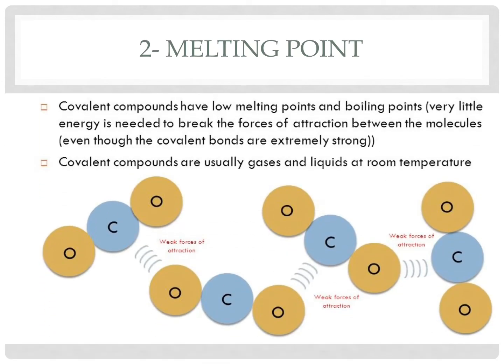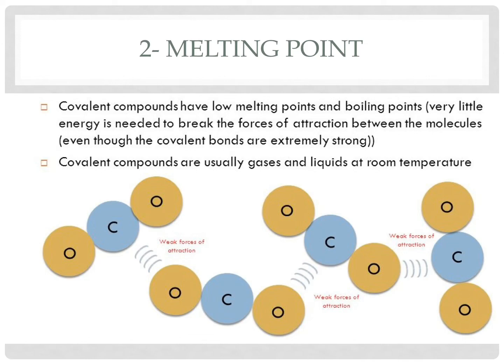Moving to the second property, which is melting point. Let's talk about the attraction between covalent compounds. The attraction between covalent compounds is very weak if you compare it with the bond that holds an ionic compound together. That's why less heat is needed to separate the molecules of a covalent compound.